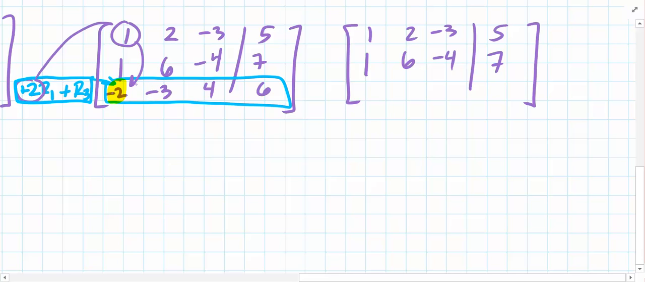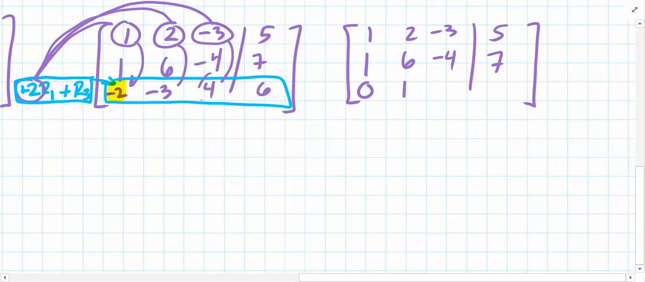I get 0. Sweet. If I do 2 times 2, how much is that? That's 4. Then 4 plus a -3, that's 1. Okay, I do 2 times a -3. How much is that? -6. Add that to a 4. What do I get? -2. And then a 2 times a 5 is 10. And then add that with a 6, and you get 16. Was that a negative? Oh yeah, there we go.